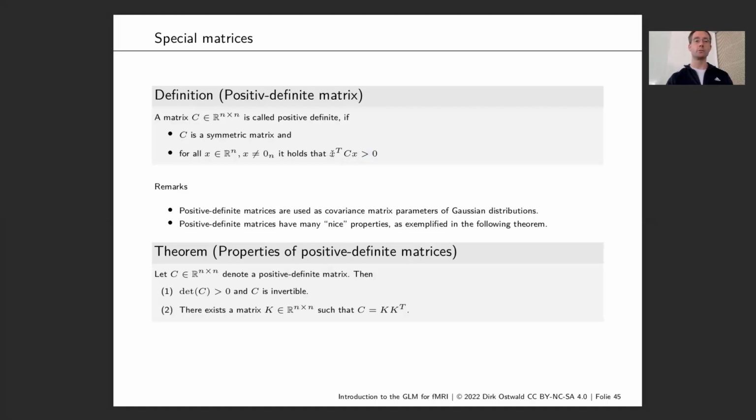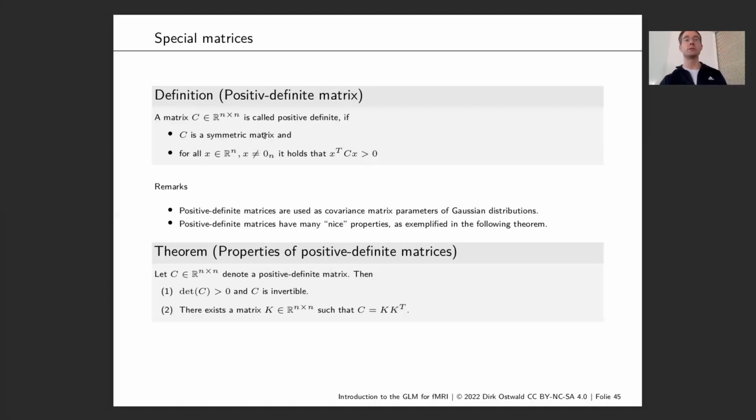So it doesn't hurt to appreciate that if you have an n-dimensional vector and you have an n times n matrix, and you multiply the transpose of this vector with the matrix, and then again with the vector, you get to a single number. Yeah, and if that holds for all x's, then this is called positive definite.